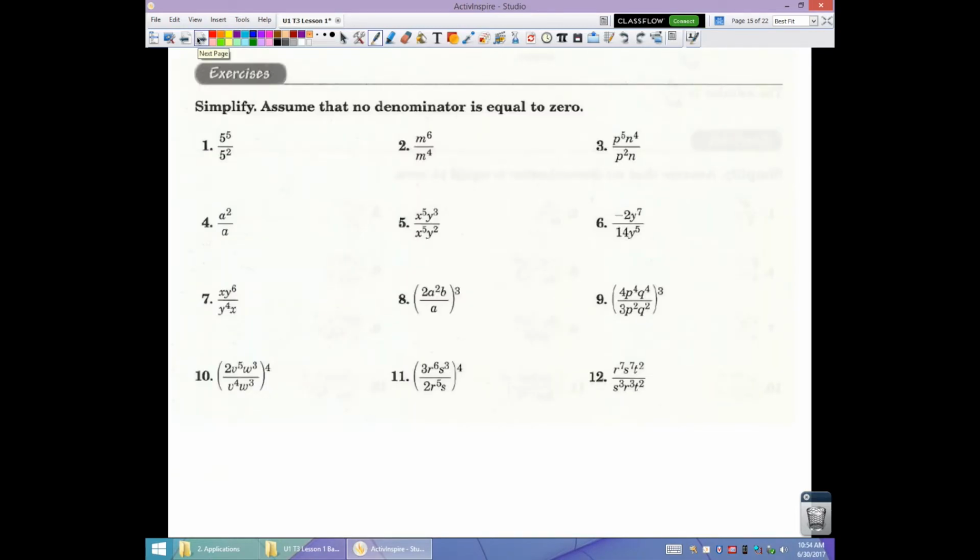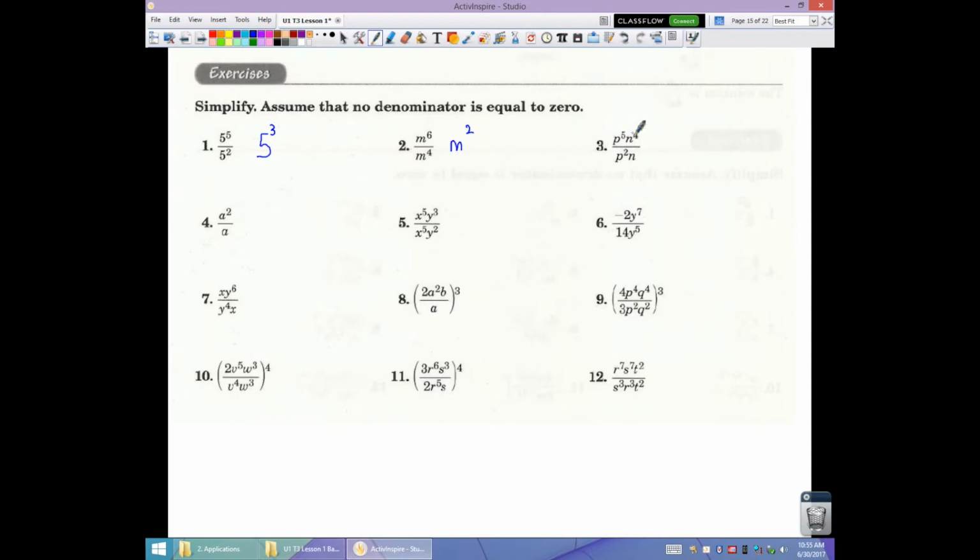All right, looking ahead here. This next set of problems, we simplify 5 to the 5th divided by 5 squared. Well, the rule for a quotient of powers is to subtract the exponents. So that's 5 to the 3rd. M to the 6th over m to the 4th, subtracting, m squared.